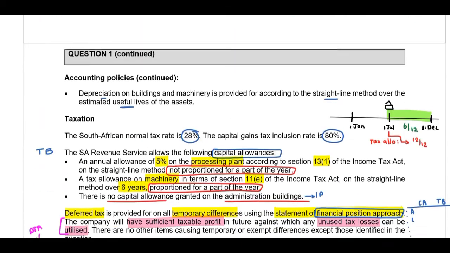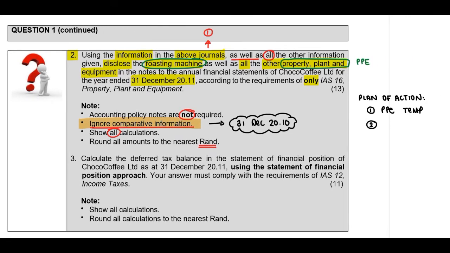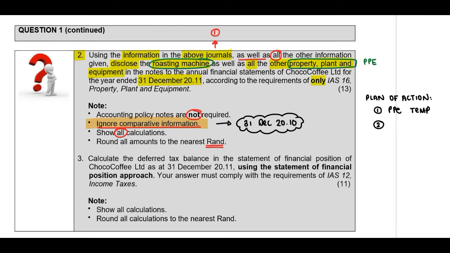Now, part of your exam technique, as always, you need to plan. You need to have a plan of action. Therefore, when you look at the right side, what is your plan of action? Now, my first step will be to include my PPE template. Normally what I tell my students to do is to open a new page, and on a new page indicate this will be question 1 and this is part 2. And you write down your template, which will be your land, your building and your machine.